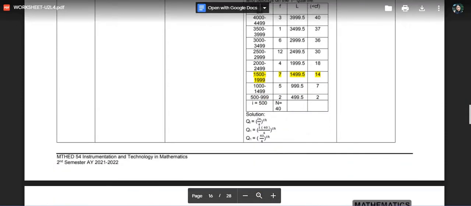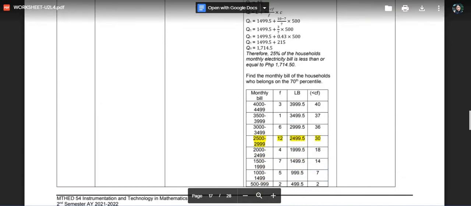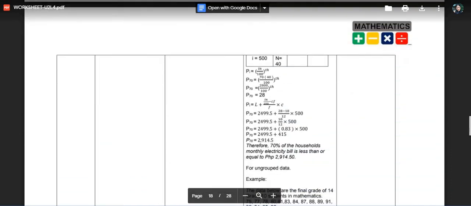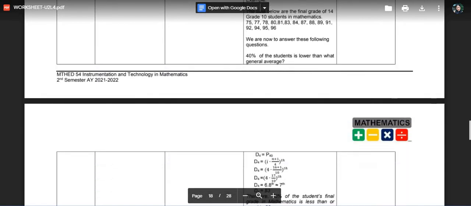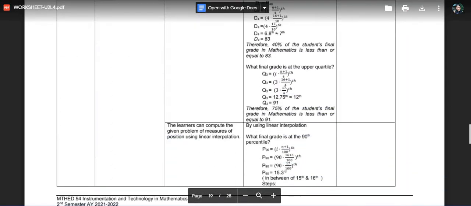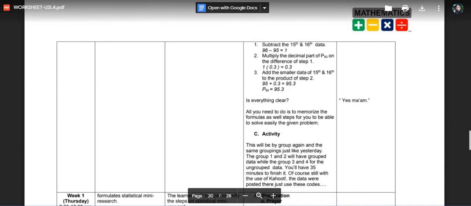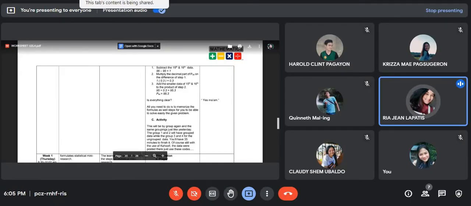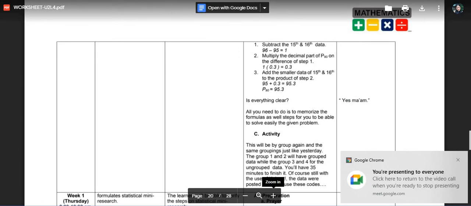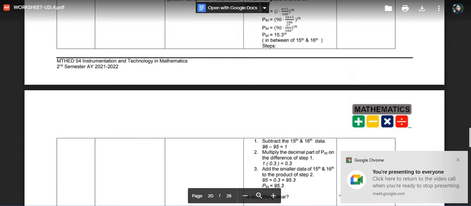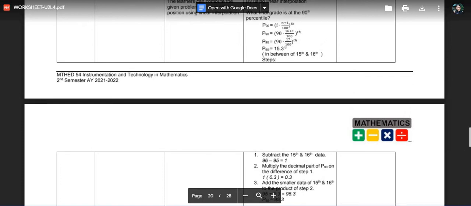Next, the learning competency is solves problems involving measures of position. The learning outcome here is that the learners can demonstrate the process of solving the measures of position using a real life problem. So here we proceed to solving measures of position in a real world problem. Then you give examples with grouped data or ungrouped data, showing how the problem is solved.